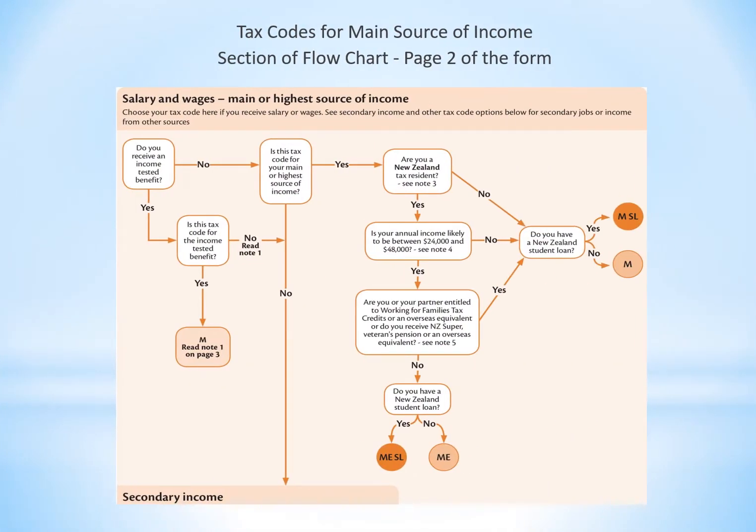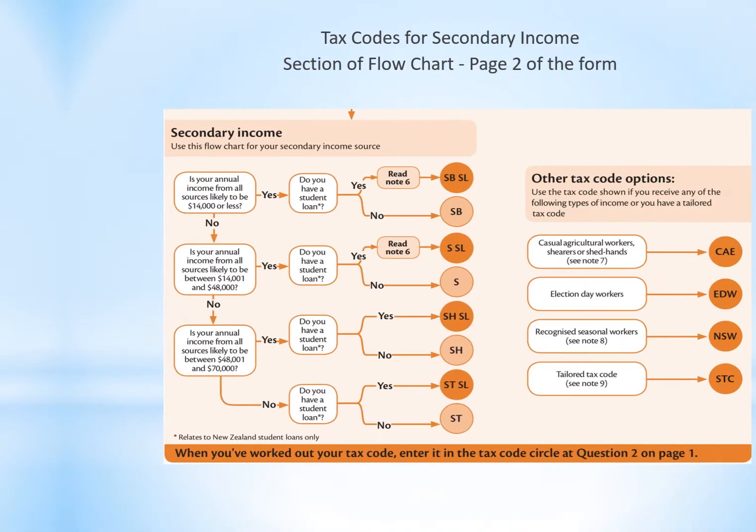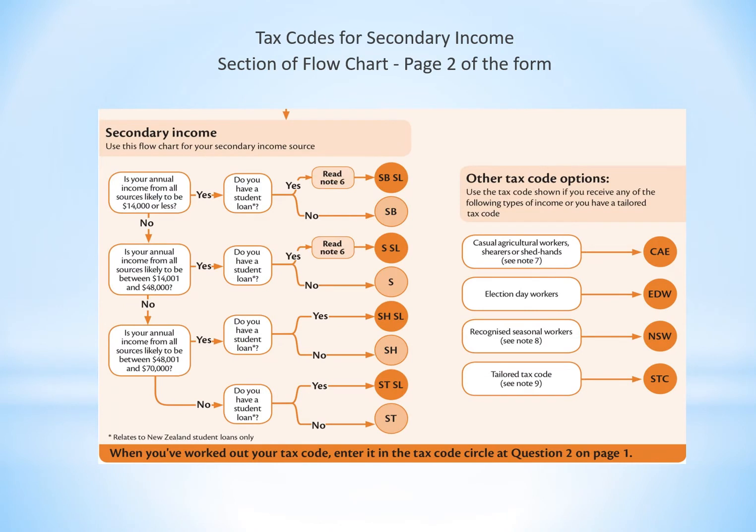This is a closer view of the top half of the flowchart on page 2. This portion is the main part that the majority of people will use when choosing their tax code. This is the bottom half of page 2. This shows you the secondary tax codes for when you have a second income. It also shows tax codes for other scenarios. Notes on page 3 will help with these.